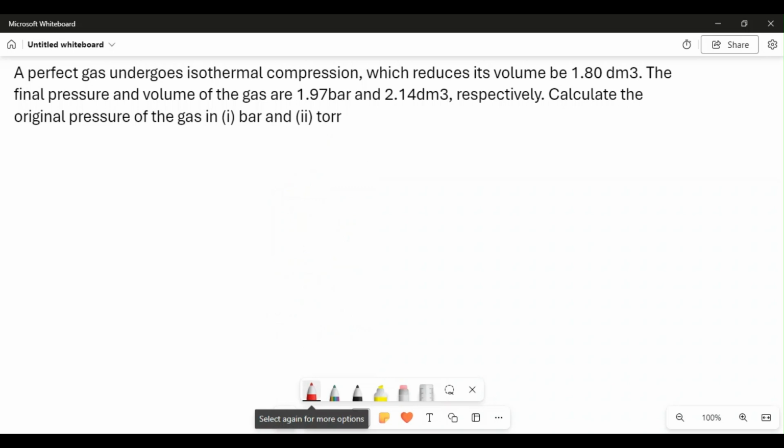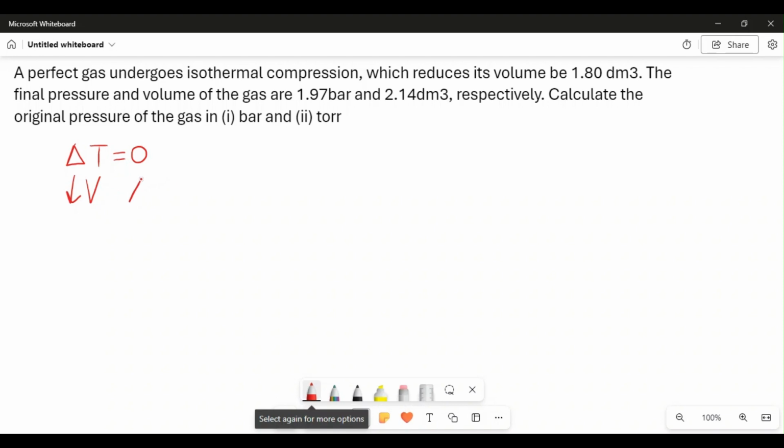Today we're going to be working on the physical chemistry question that says a perfect gas undergoes isothermal compression, which reduces its volume by 1.8 dm cubed. So from the first sentence, we know that it is an isothermal compression, meaning the change in temperature is zero because isothermal means constant temperature, and compression means a reduction in volume. So the volume is going to decrease, right?